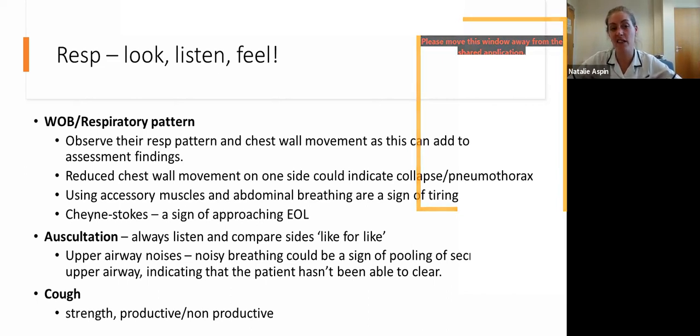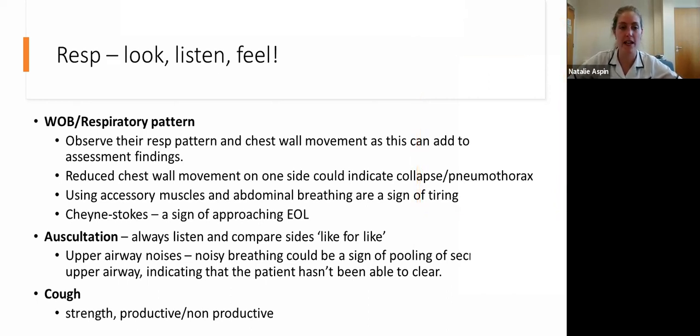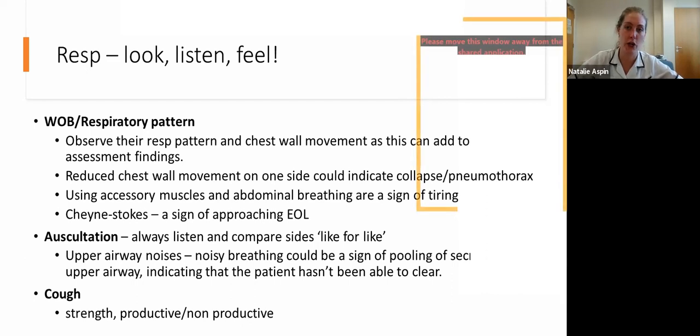And again, if they can, what's the cough like? What's it like from a strength perspective? Is it productive? Is it non-productive? Is it dry? Does it sound like there's stuff there? Is it loose? Is it sticky? Is it thick?